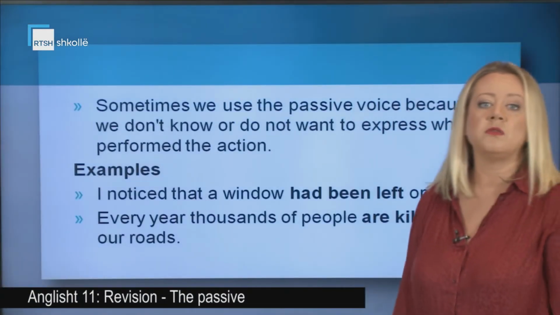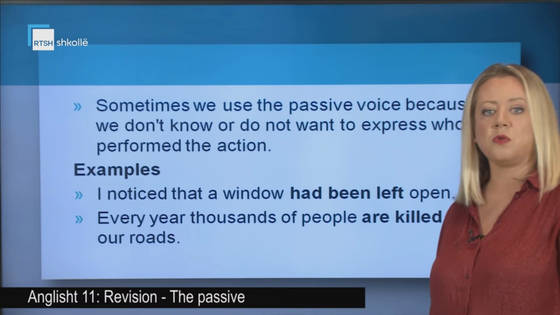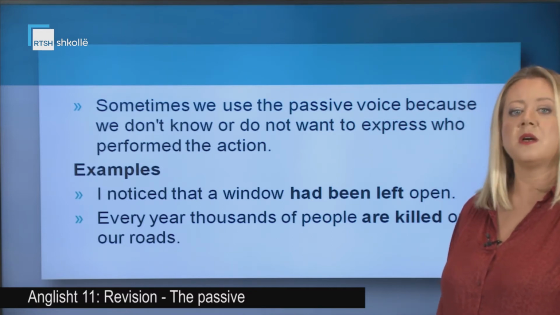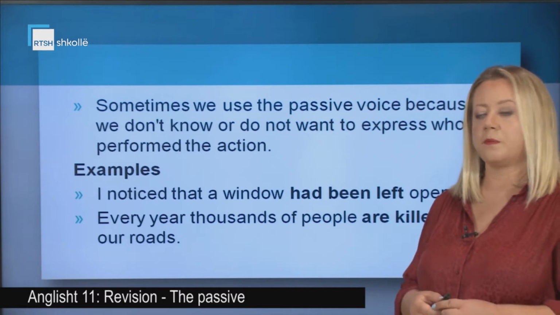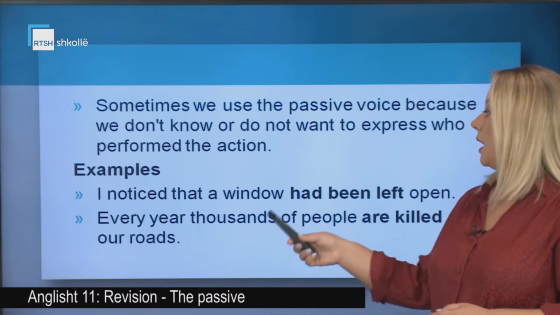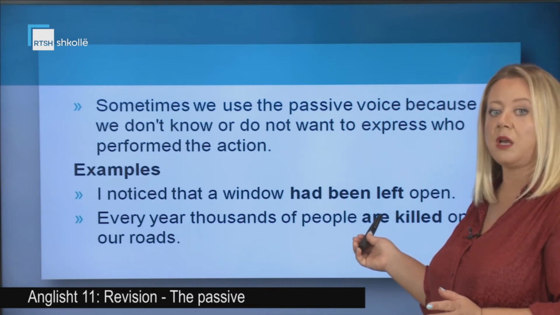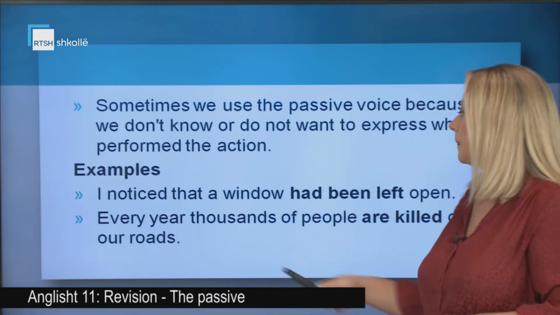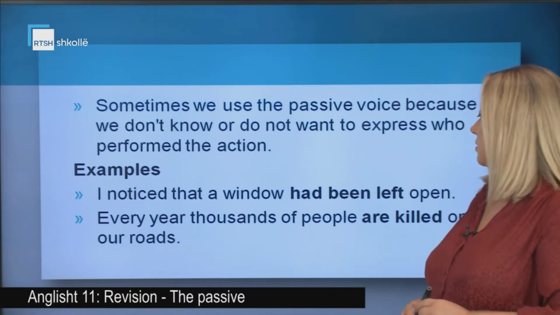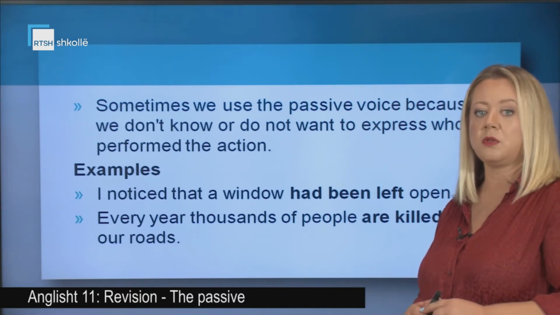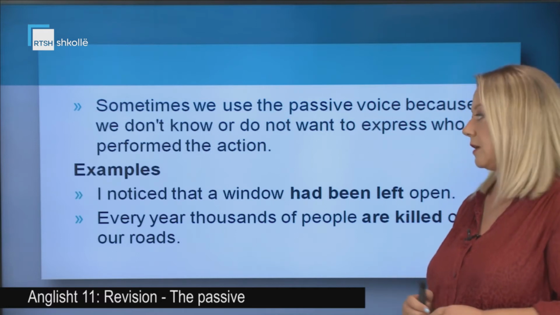Sometimes we don't know or don't want to know who or what did the action. In this case, we again use the passive form. For example, I noticed that the window had been left open. By whom? We don't know. Every year, thousands of people are killed on our roads. Here again, we don't know who did this action.